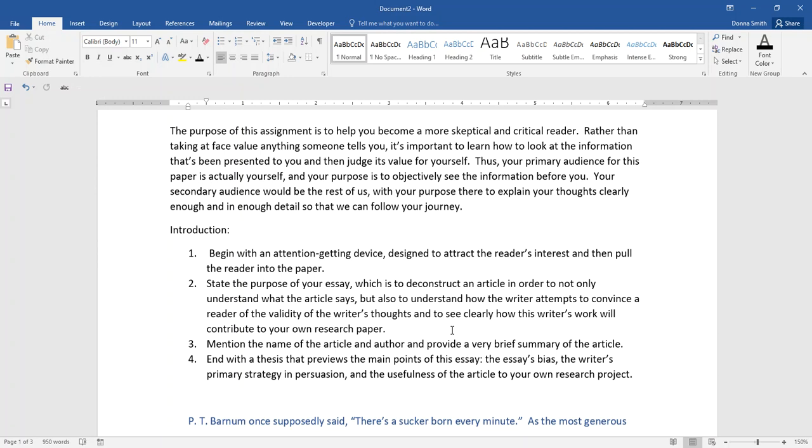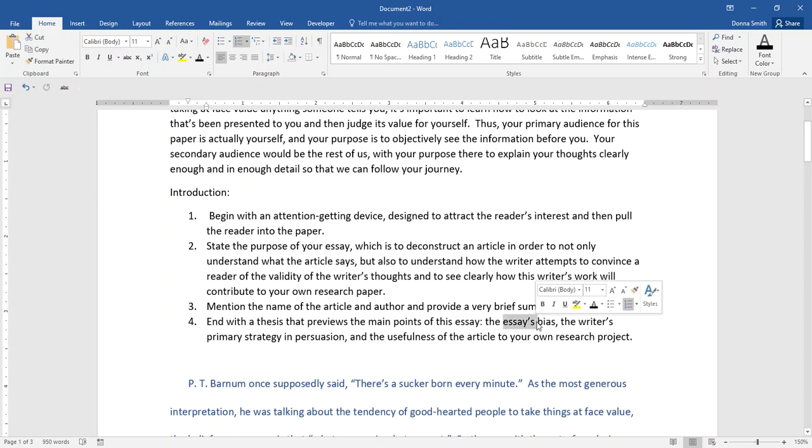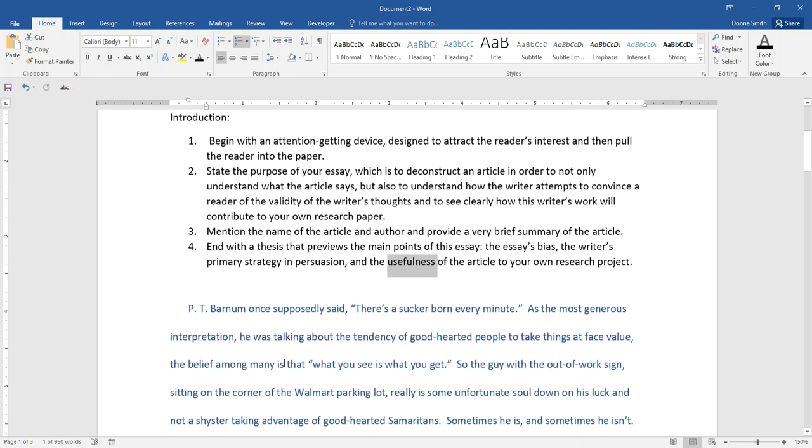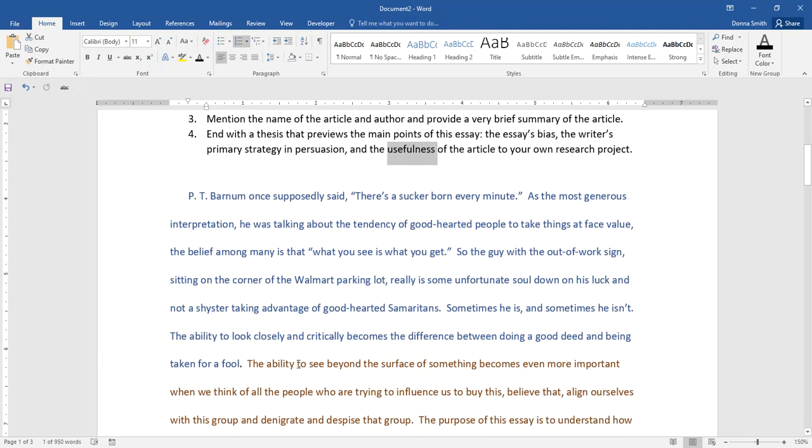And the assignment has already laid out for you what you will be talking about. You will be talking about the article's bias. You'll be talking about whatever strategy of persuasion you've decided the author is using, and you'll be talking about the usefulness of the article to your own research project. So I have written for you a sample introduction and I've color coded it.